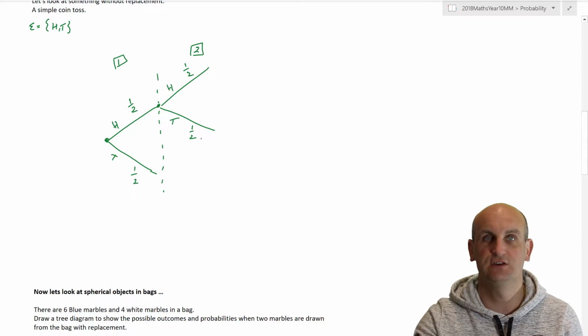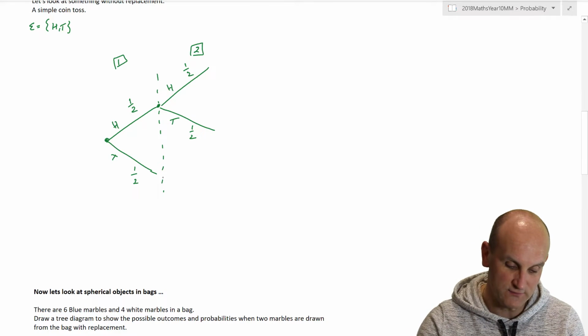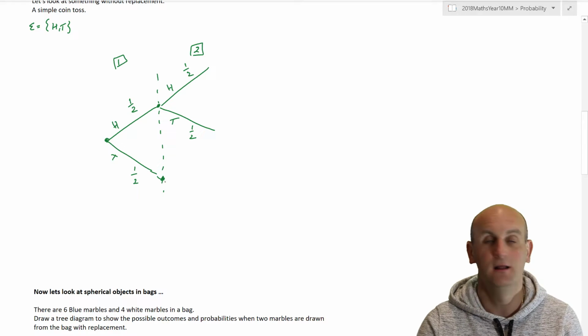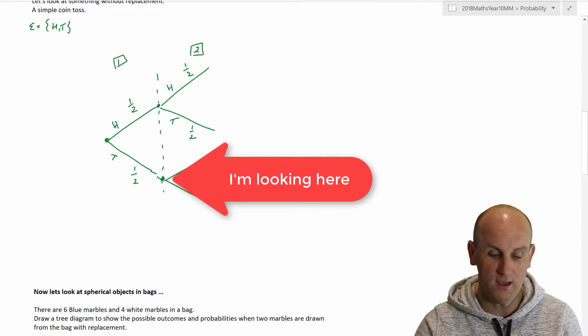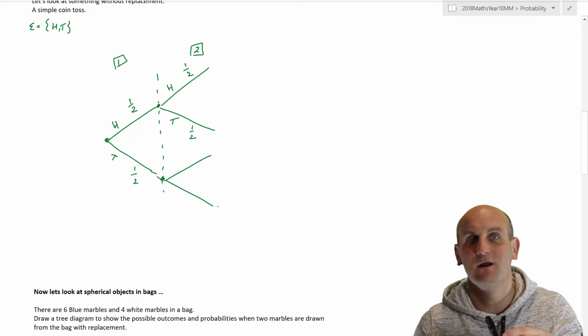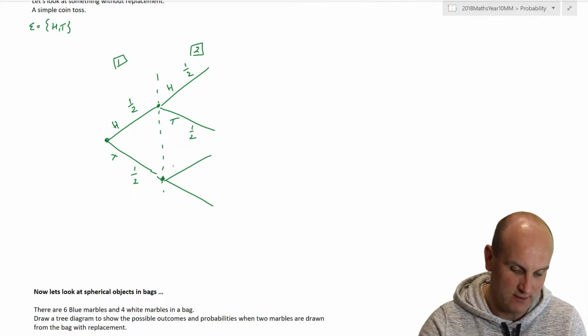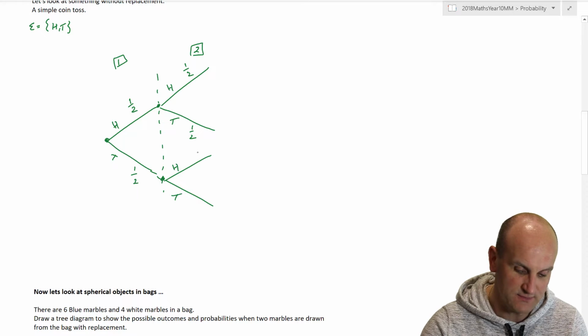Now, that was obviously assuming I got a head first. What happens if I got a tail first? Does it change? No. Again, I've got two branches. Why? Because although I've got a tail, my coin still has just a head and a tail. So there is my head, there is my tail, there is a half, and there is a half.